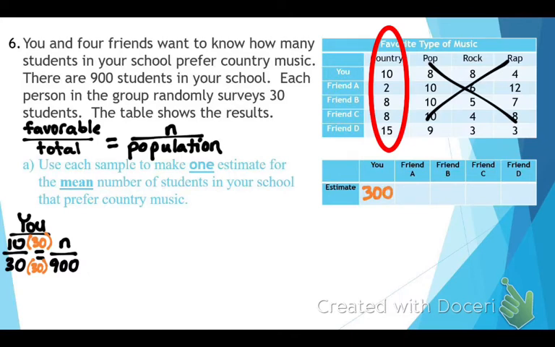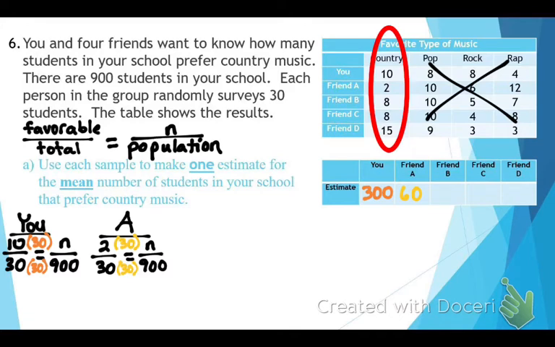Okay? Now we're going to move on to friend A. We're going to do it the same exact way. Gerard, when you see friend A, how many people did friend A find that like country music? 2 out of how many? Out of 30 equals n over the population. How many were in our population? 900. We're going to use the same missing link as before. How do I get from 30 to 900, Gerard? Multiply by 30. What you do to the bottom, you also need to do to the top. So friend A estimates that how many people in the school like country music? 60.